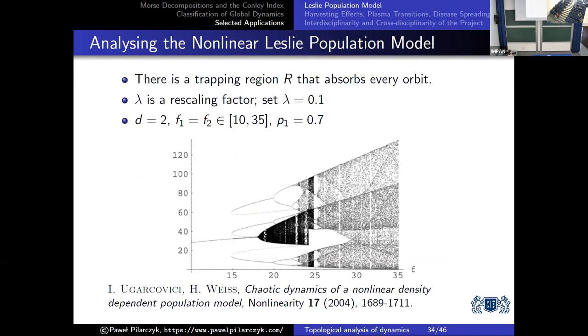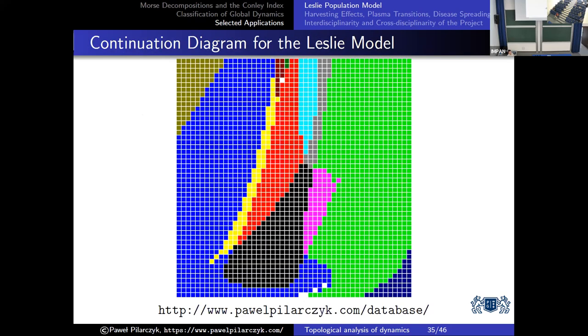What people were doing in the literature is fixing everything except for one parameter, and for example computing a bifurcation diagram. What we would like to do is not fix all the parameters, but just fix some and analyze the global dynamics with respect to all the other varying parameters. And the images that we obtain look something like that. We call this a continuation diagram. And this is the box of the parameters divided into classes of equivalent parameters.